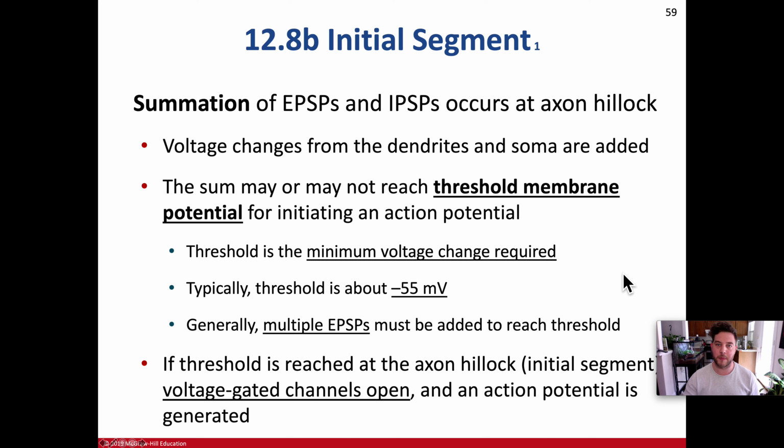So threshold is the minimum voltage change required. It's typically about negative 55 millivolts, but that will vary depending on the neuron. Generally, you have to have multiple EPSPs to reach threshold. If you just have one EPSP, it's typically not strong enough to fully depolarize a membrane. If threshold is reached at the axon hillock, at that initial segment, then the voltage-gated channels open and an action potential is generated.